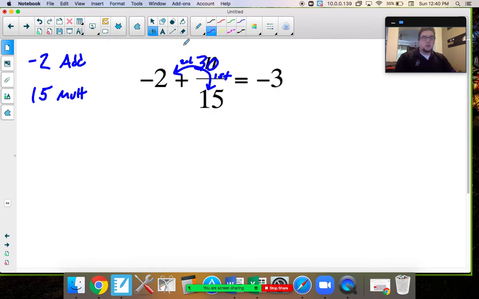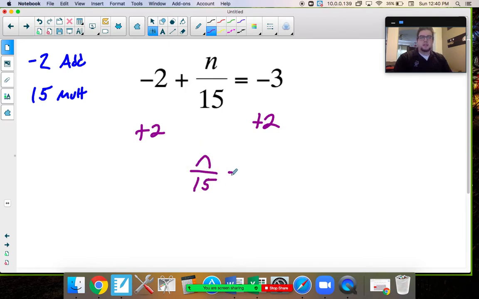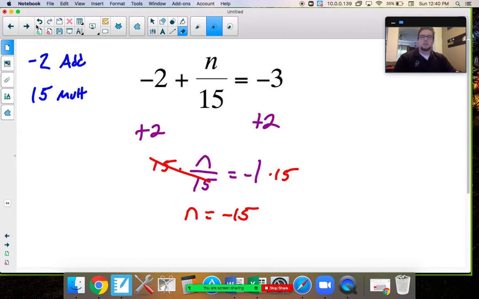So when we solve an equation, we go in the exact opposite order. This goes first, and then this goes second. So whatever you would do first, you actually do last. So we add the 2, gives us n over 15 is equal to negative 1. We multiply 15 on both sides, n equals negative 15. For our final answer.